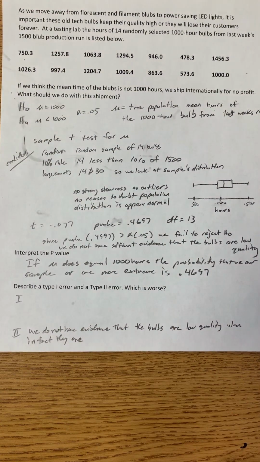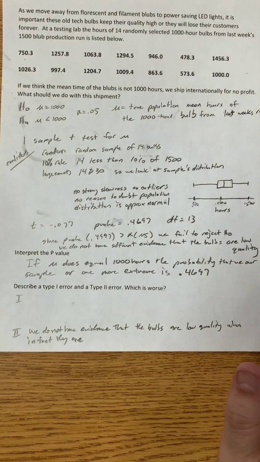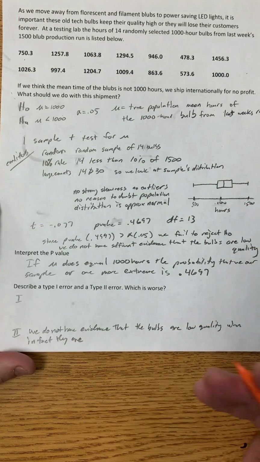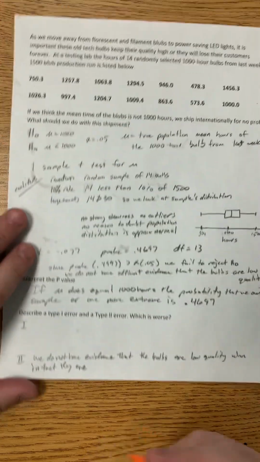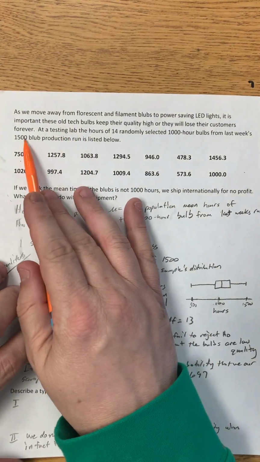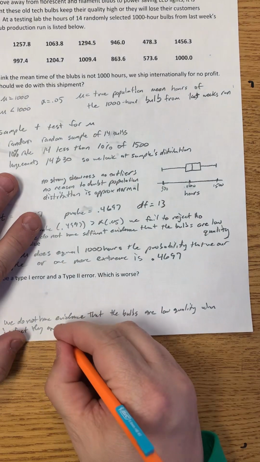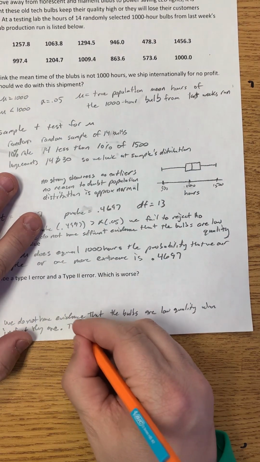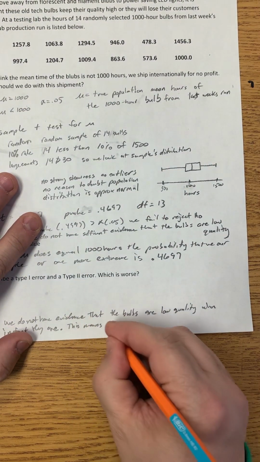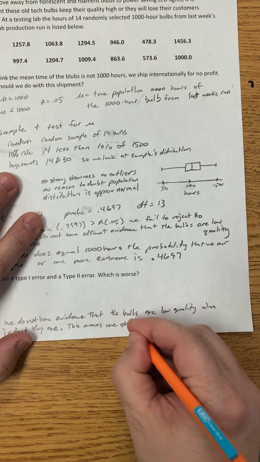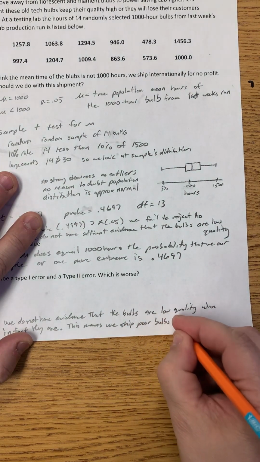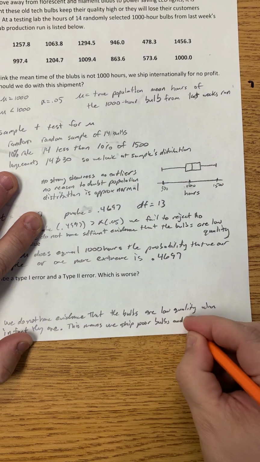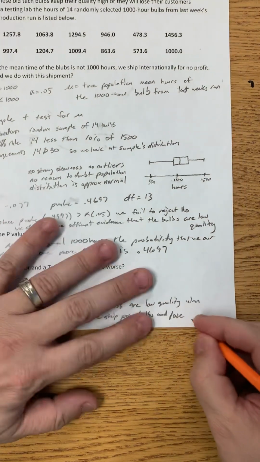So we don't have evidence that they're bad, but they are bad. So in this case, we send the bulbs to our regular customers and they get a lower quality. And what happens if they get a low quality? They lose their customers forever. So the consequence is, say this means we ship poor bulbs and lose our customers.